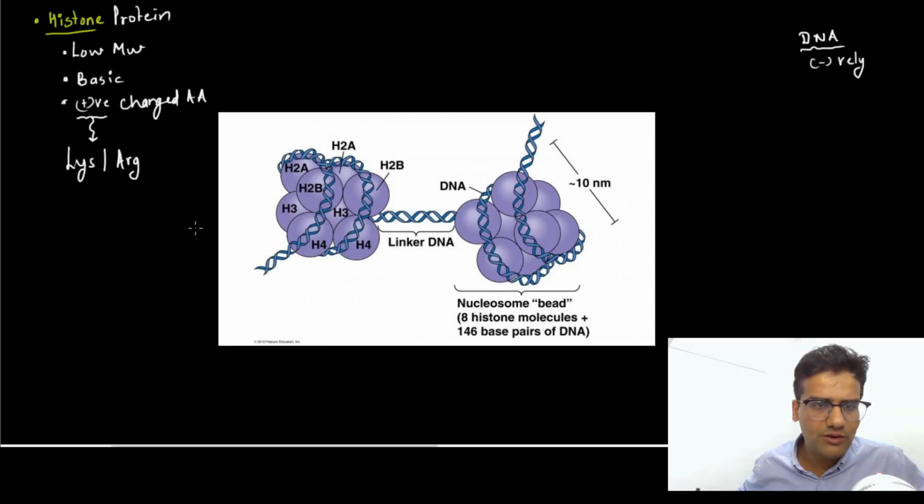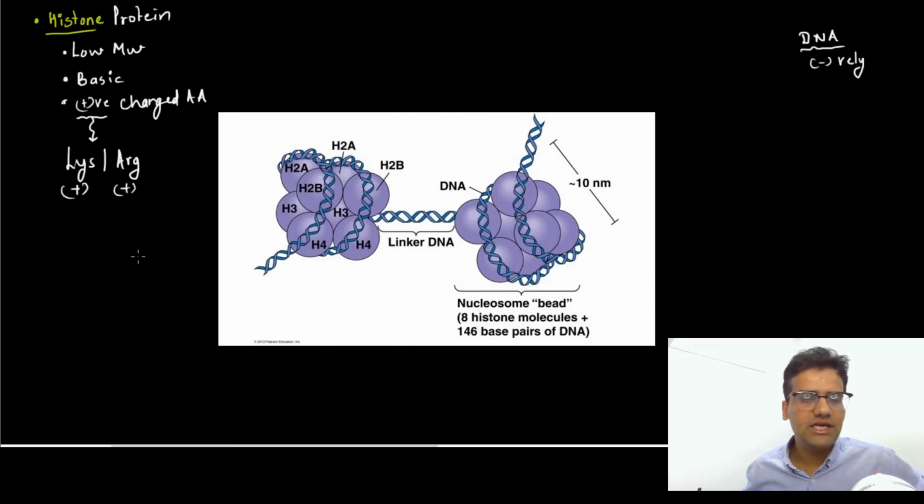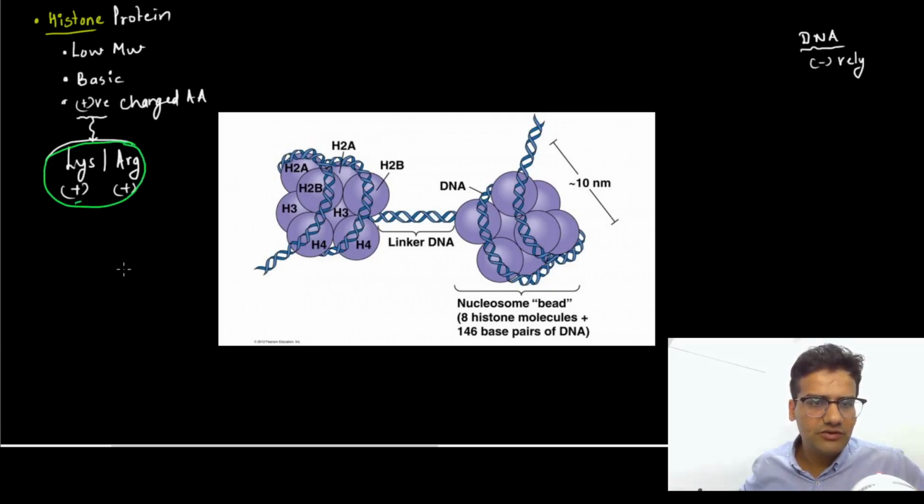So if we talk about lysine and arginine, they are basically the positively charged amino acids, the basic amino acids. The nature of these amino acids is basic, so these amino acids are very important. So we have positive charge on histone protein and we have negative charge on DNA. That means this DNA can be easily folded around histone protein.